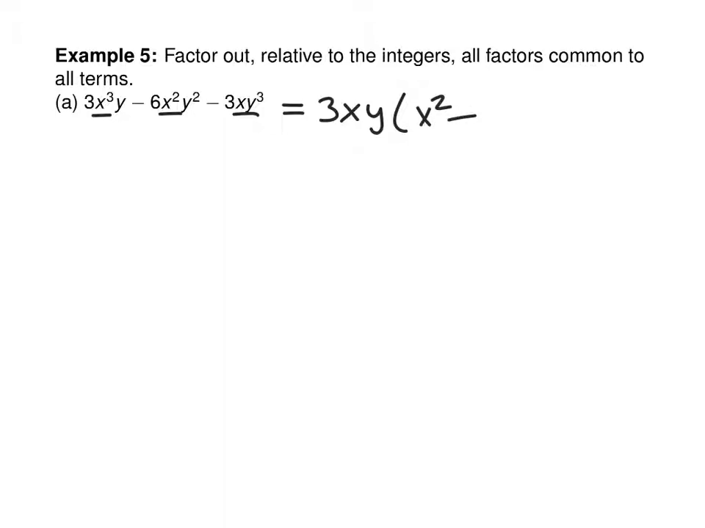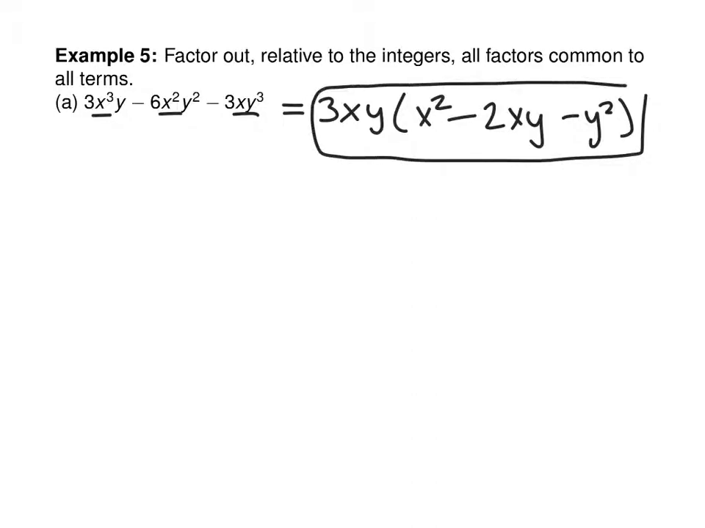Minus. So what's 6 divided by 3? 2. X squared divided by x will be x, and then y. And the last term, what's that going to be? Minus y squared. And since this is the reversal process, this way is factoring, how could you check your answer? You could distribute. You could just multiply it back through, right?